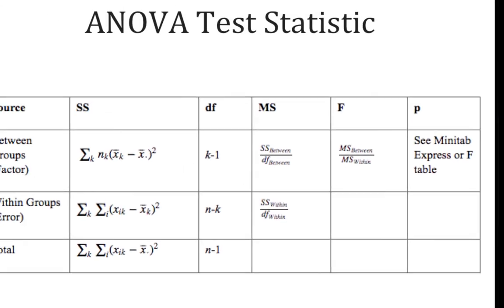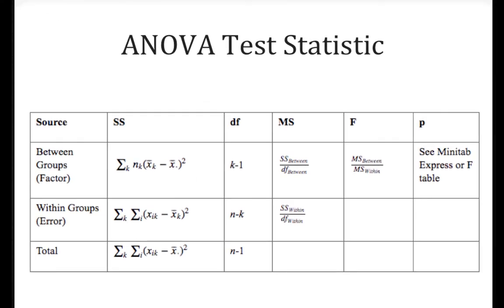In addition to computing the F test statistic for you, Minitab Express will also compute the p-value for you. So then in steps 4 and 5, you just need to determine if you should reject or fail to reject the null hypothesis. If the p-value is greater than 0.05 and you fail to reject the null hypothesis, you conclude that there's not evidence that any of the population means are different. If the p-value is less than or equal to 0.05, then you reject the null hypothesis and conclude the population means are not all equal.